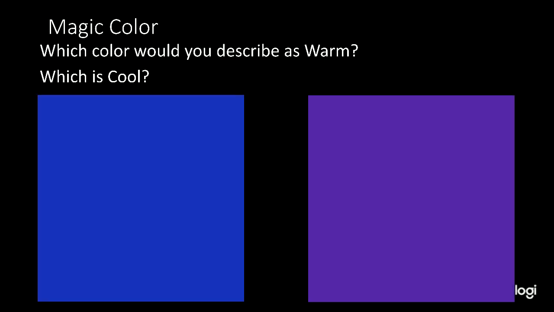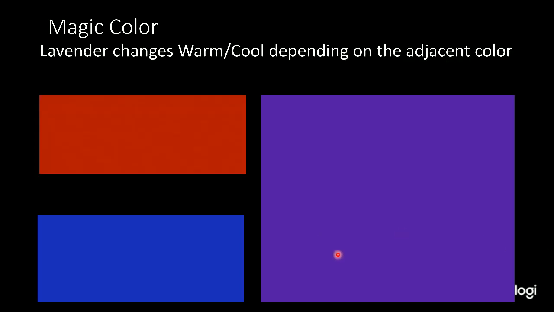So now which one is warm and which is cool? I would venture to say many of you would say that the blue is the cool tone and the purple is the warm tone. That changed. This is the same purple lavender color that I showed in both examples. When this lavender or purple color is used against a red tone, it's described as cool. But when it's used against a cool tone, it's described as warm.